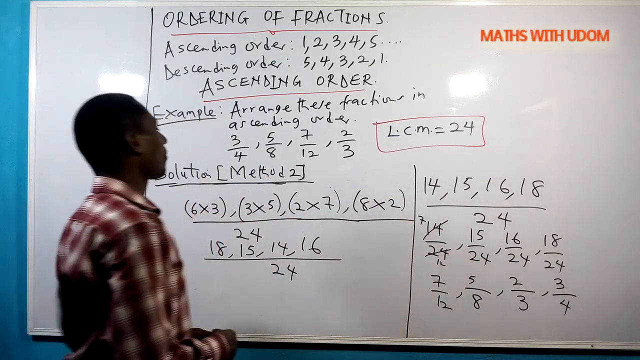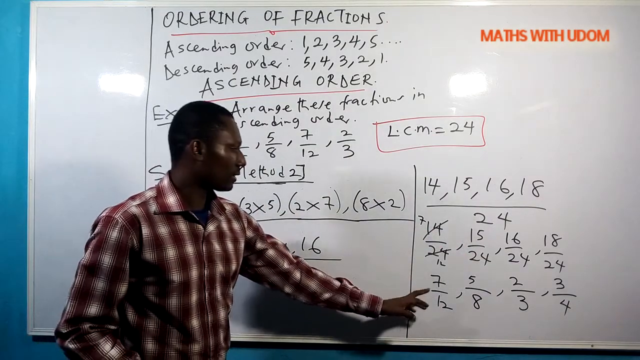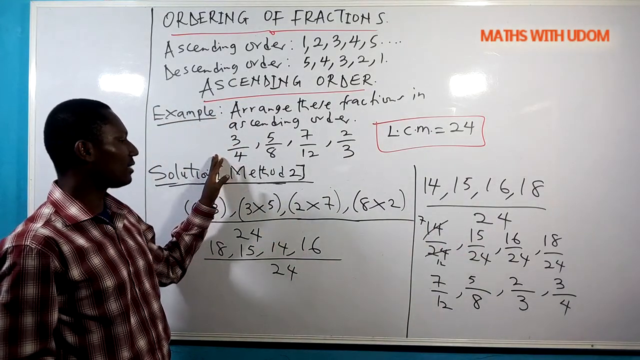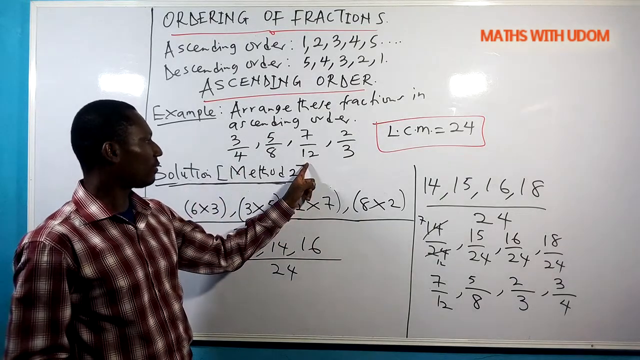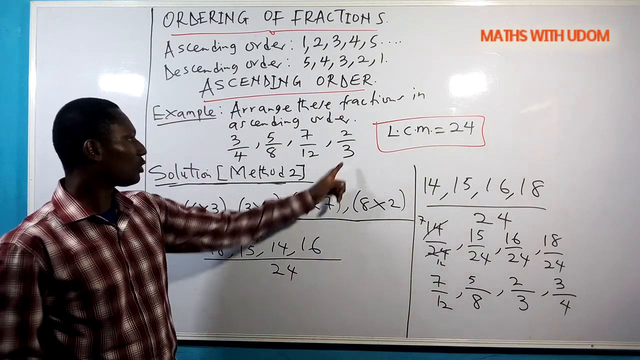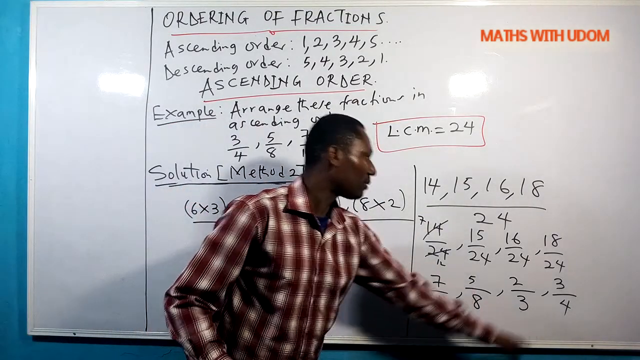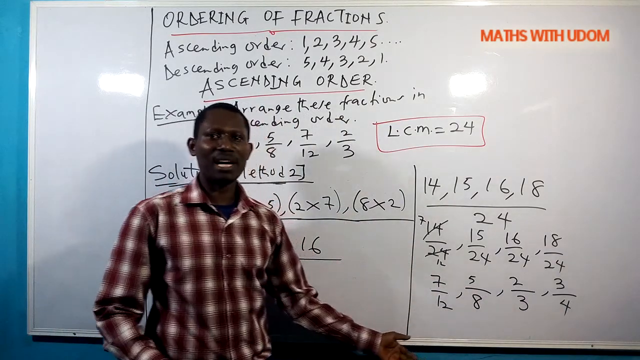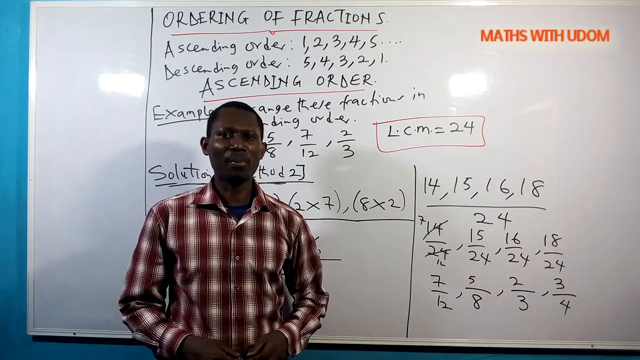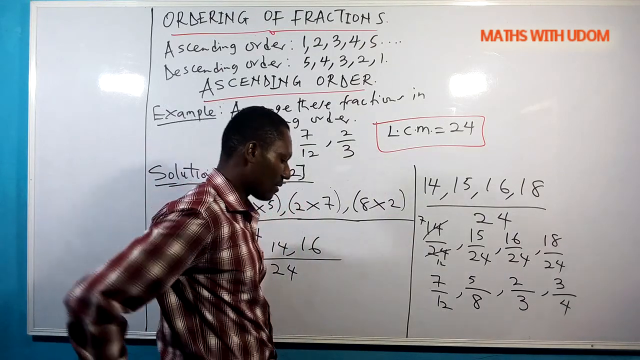Okay? Alright. So, at the end of the day, we have arranged this fraction in ascending order. So, we have 7 over 12, followed by 5 over 8, followed by 2 over 3, and followed by 3 over 4. So, we got exactly the same answer we got using the first method. Is that okay? So, I'm going to give you an assignment before we call it a wrap up.